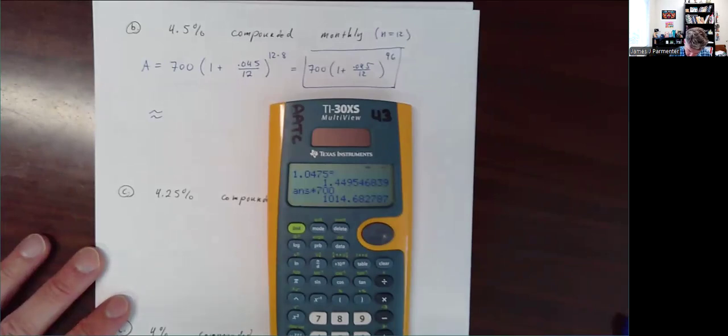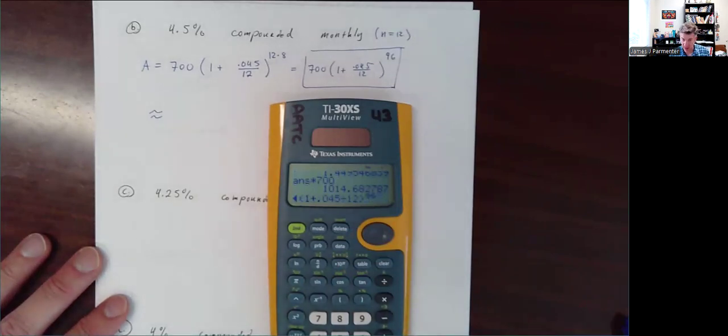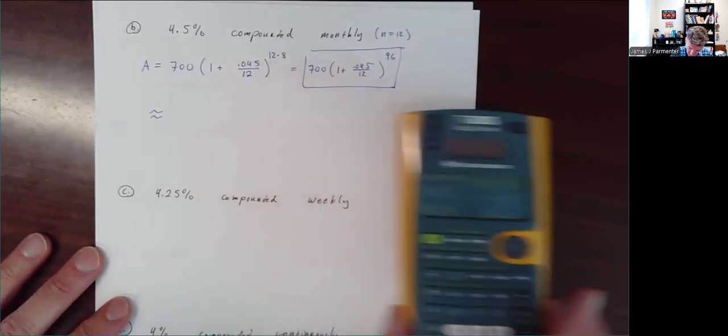Okay, so anyway, we want 700 times, I want some parentheses, 1 plus 0.045 divided by 12, all raised to the 96th power. Well, not all. The 700 isn't getting raised because it's doing the power before the 700. So I should get $1,002. I should actually round up to 1,003 because the 0.6 rounds me up. It's approximately $1,003.